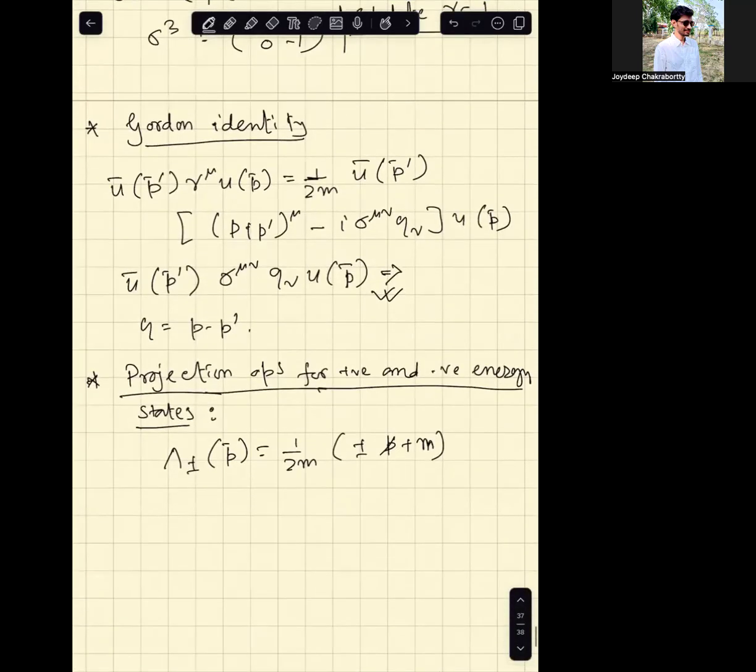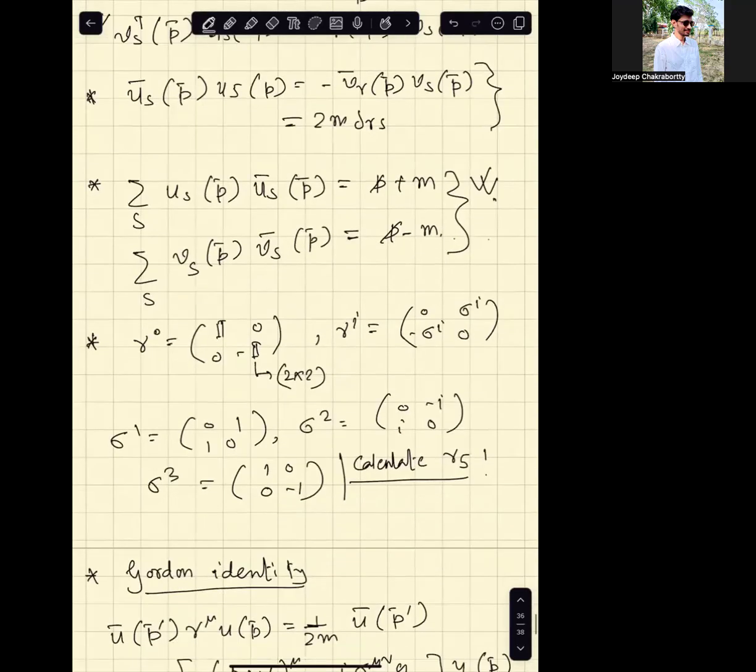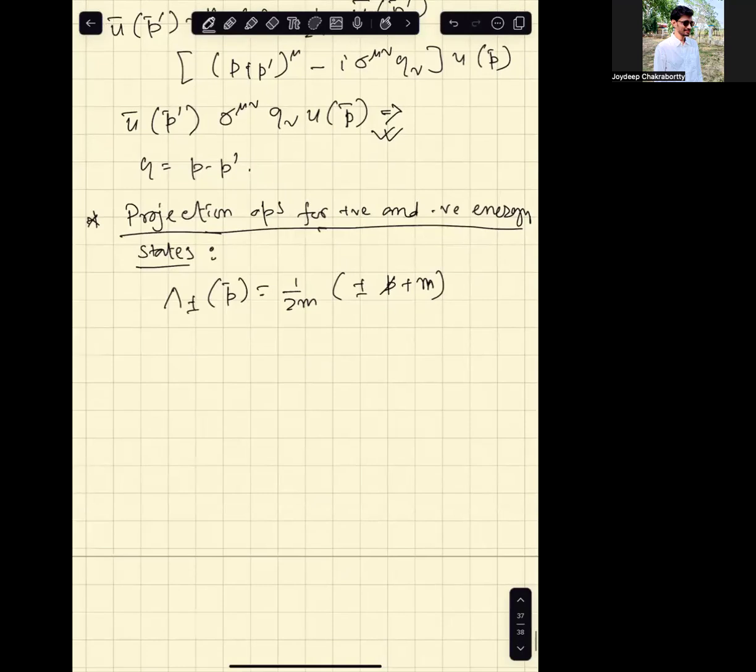And what is this plus minus p slash minus m? These are nothing but the two possibilities that I have mentioned here. So this is nothing but the completeness condition of the u and v spinors, and we are expecting to use it as a projection operator to project out positive and negative energy states. That is the philosophy behind this operator, but we have to explicitly check their action. But before going there, if you have any question, please ask me.